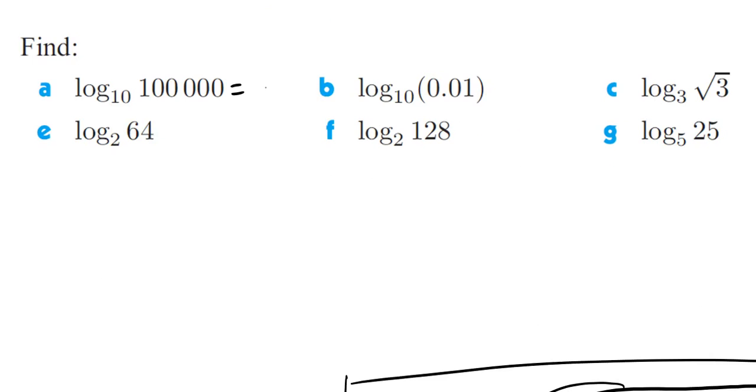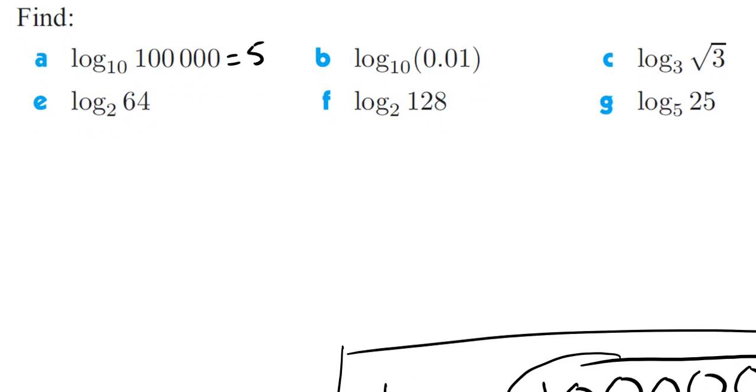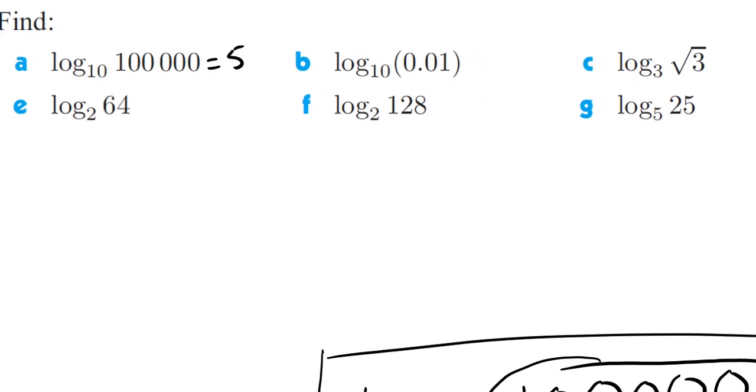So let's think about these. I'm going to go through these with you and see if you can think and get them right. Okay, let's go on to B. So read this as I did. What is it I need to raise 10 by in order to get the answer 0.01? So again, 10 to the power of what gives me 0.01?